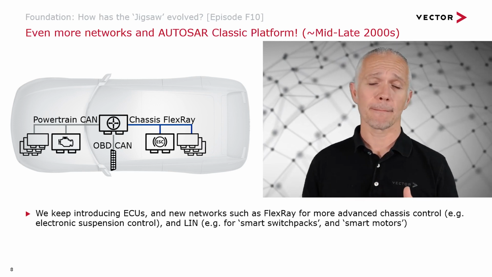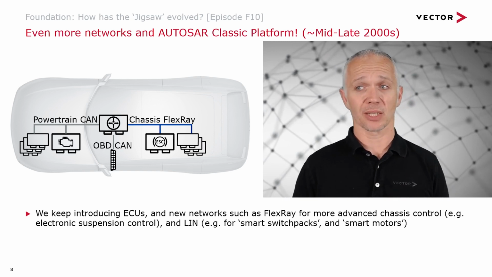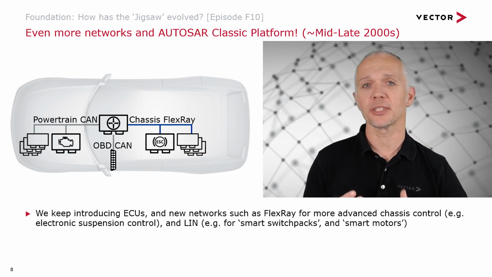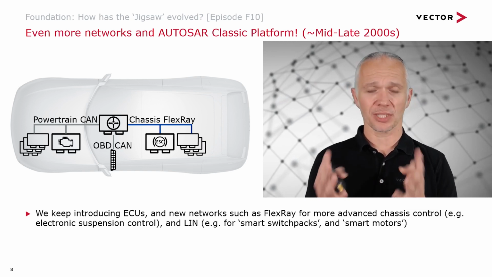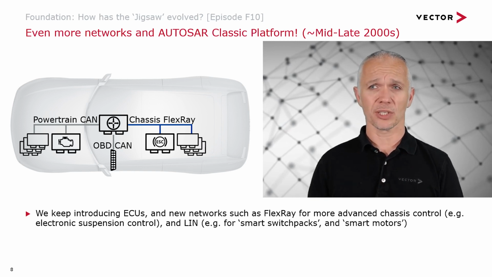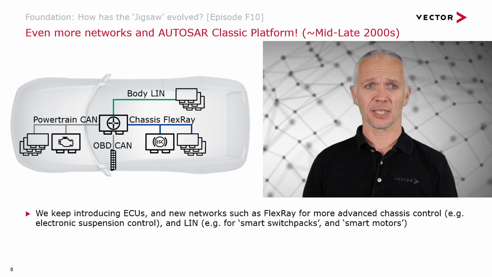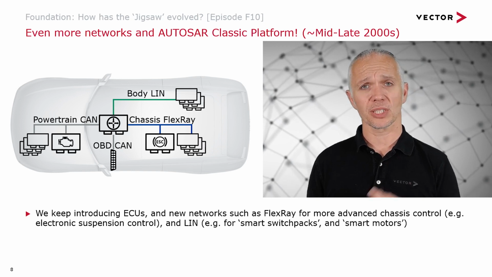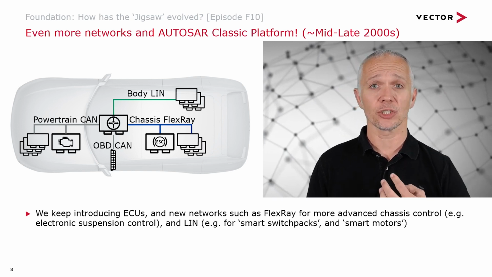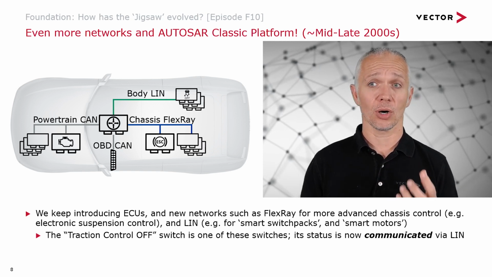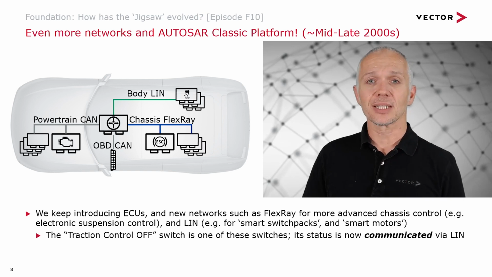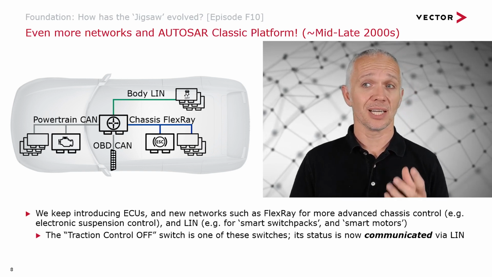And also, we may introduce something like LIN. And LIN allows us to have smart switch packs. So if we have switches, they might have lots of wires running to them to various ECUs. What we can do is we can replace many of those wires with a single wire which takes lots of switch statuses via communication. And our traction control off switch is one of those switches. Its status is now communicated via LIN.